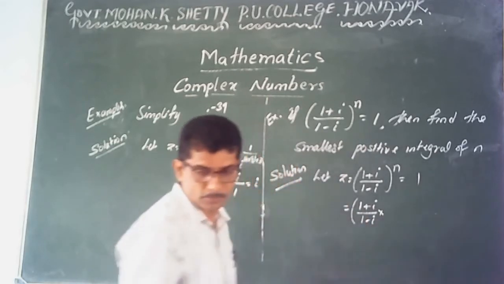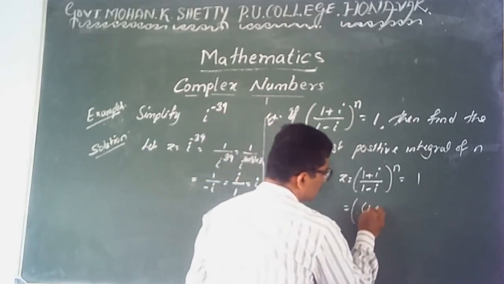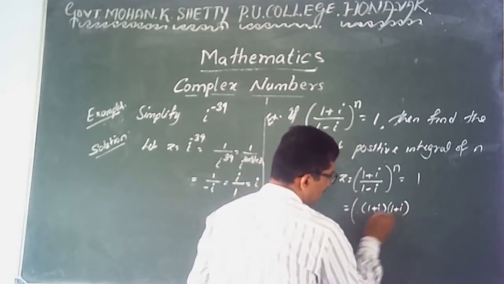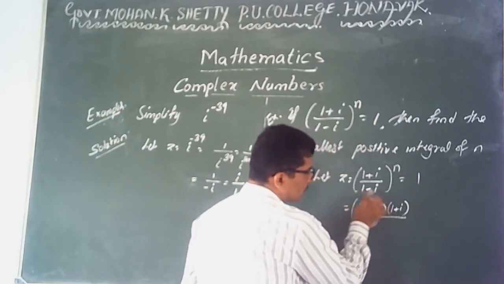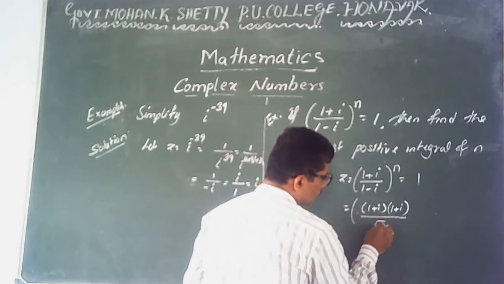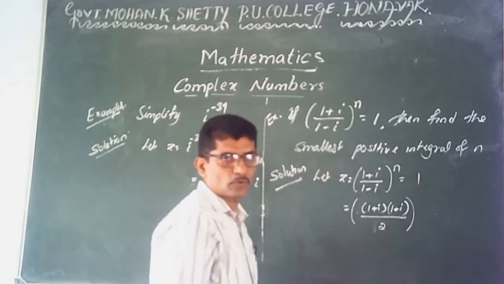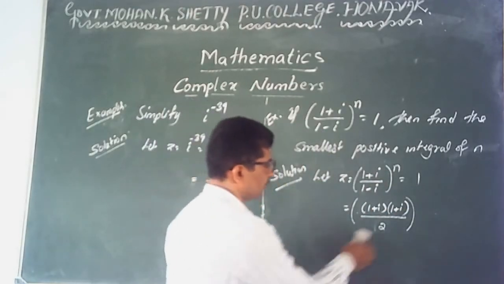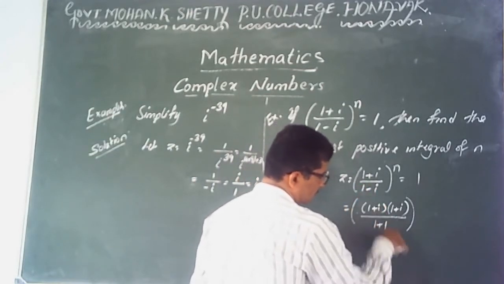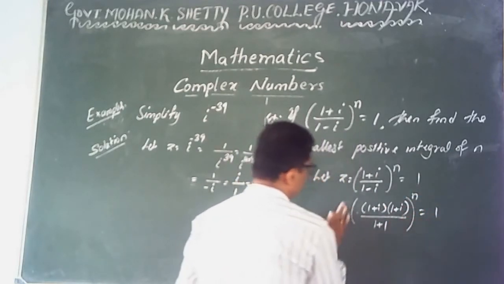This value is equal to, inside the bracket you can write 1 plus i, its conjugate, divided by modulus, root of 1 plus 1, it means root 2. Its square, it's clear? Modulus of z whole square, right? Directly 1 square plus 1 square, 1 plus 1. This value is equal to, the power n is equal to 1.